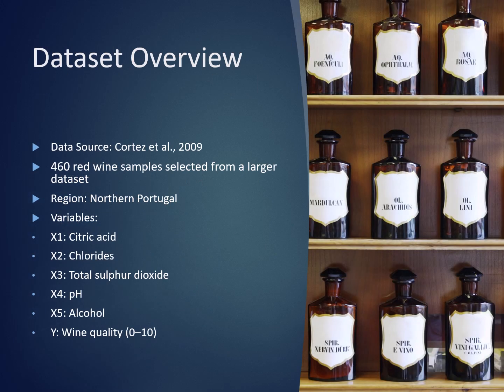Here I used a curated dataset of 460 red wine samples drawn from a larger dataset. Each sample includes several chemical attributes, but for this study I focused on five: citric acid, chlorides, total sulfur dioxide, pH, and alcohol. The target variable is quality, rated on a scale from 0 to 10. These variables are known to impact wine flavor, stability, and market value.